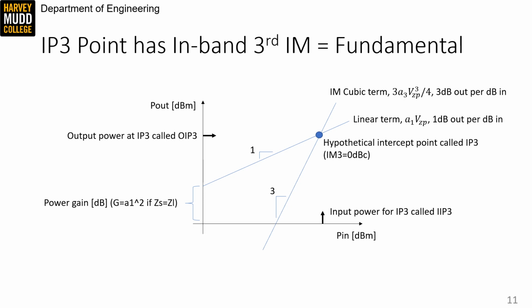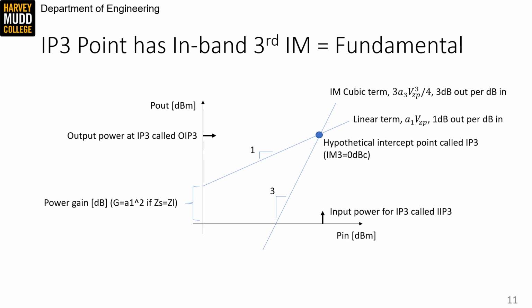Because the third order harmonic component is equal to the first order harmonic component at IP3, we can also say that IM3 is equal to 0 dBc at IP3. The input power that results in IP3 is called the input referred third order intercept point, or IIP3, and the output power that results from an input of IIP3 is called the output referred third order intercept point, or OIP3. OIP3 is related to IIP3 by the power gain of the system because the points are on the A1 line.